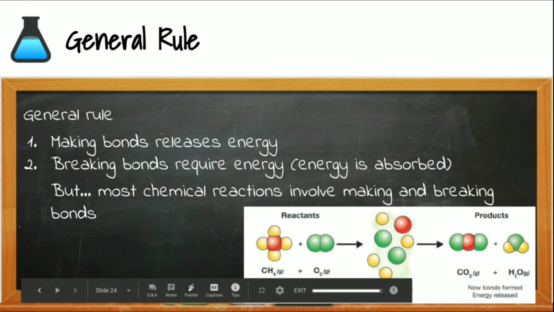Making bonds releases energy, as the particles tend to gain more stable, lower potential energy, more like noble gas electron configurations when they make bonds. Breaking bonds requires energy. Energy must be absorbed. But remember that chemical reactions are quite complex. Most chemical reactions involve both bond making and bond breaking.